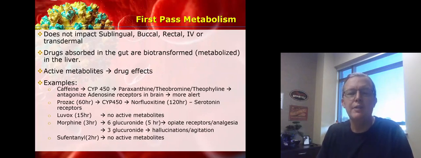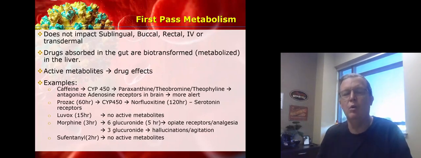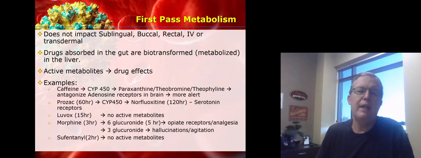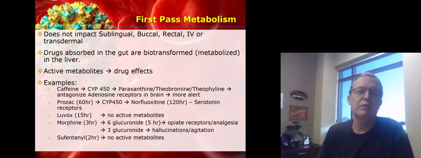Notice that Luvox has a much shorter half-life. There are no active metabolites from Luvox. So the point is it moves into the system more efficiently and also clears out of the system more quickly. So when you stop the medication, within approximately 15 hours or so, obviously that's going to depend on how long you've been taking the medication, you're going to have eliminated the majority of that medication, its effects, and there are no metabolites resulting from the metabolism of that medication.